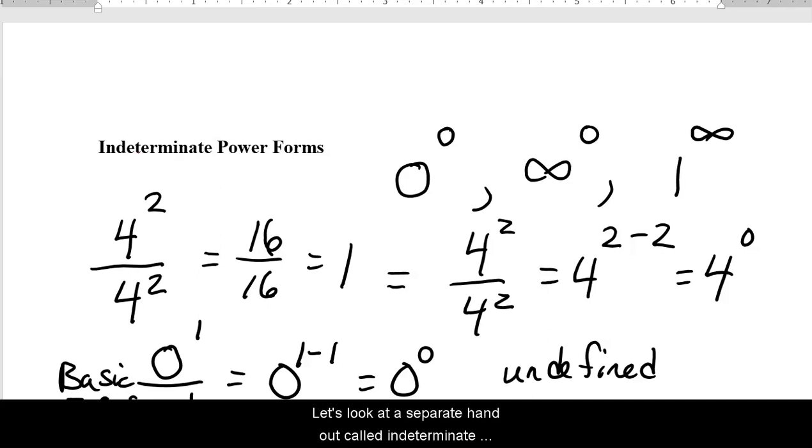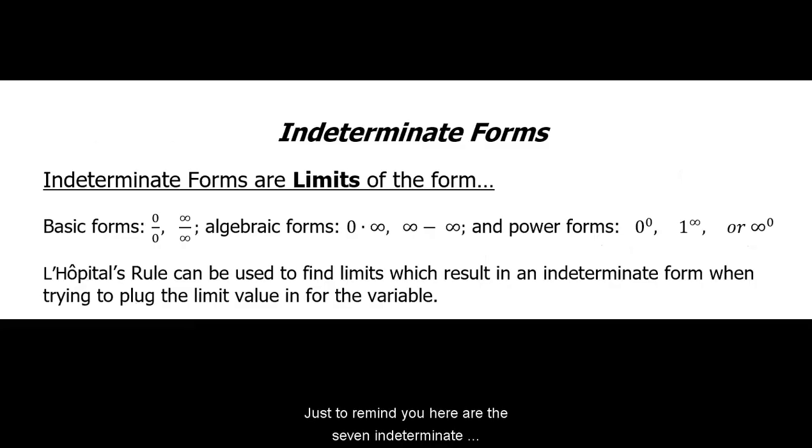Let's look at a separate handout called Indeterminate Forms that you can find in D2L in my folder under L'Hopital's rule that will help us to summarize what the indeterminate forms are and what some of the other limits are. Let's take a look at that now. Just to remind you, here are the 7 indeterminate forms for evaluating limits.